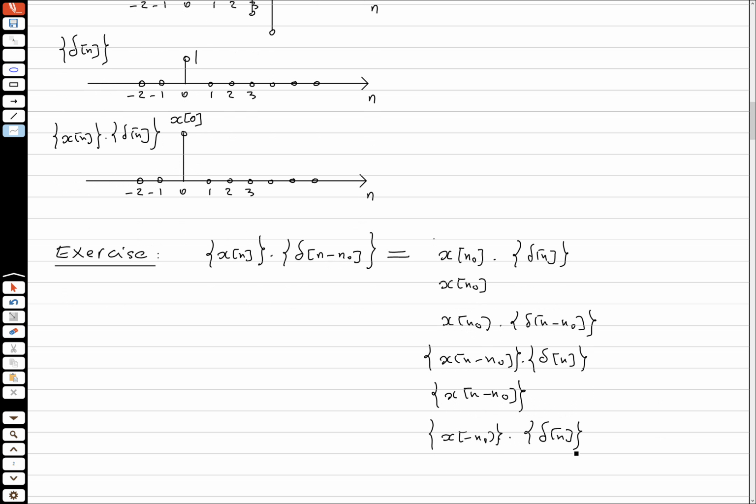Isn't that amazing? The multiplicity of answers, and you know that there's only one that is correct. So we vote, right? Another one: delta of n minus n naught, x of n minus n naught times delta of n minus n naught.